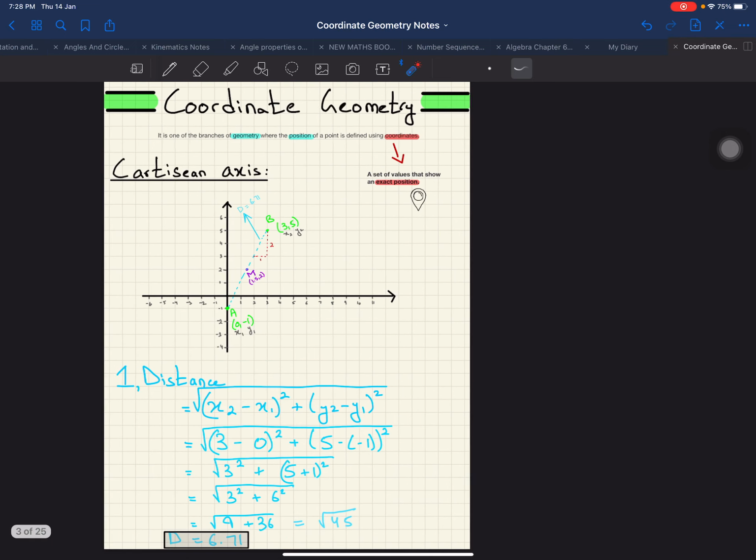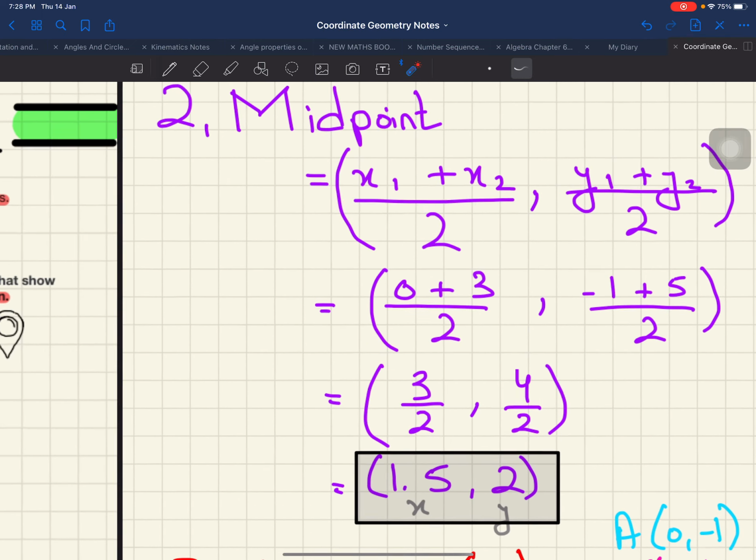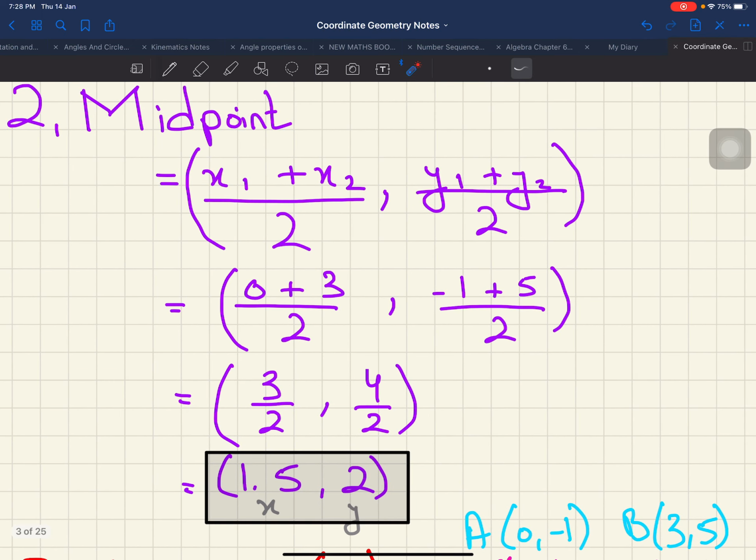Now after distance, we are moving towards the midpoint of these two coordinates. What is the meaning of the midpoint? Let's suppose you have a single line of 8 centimeters. If I need to find the midpoint, it lies over here: 4 centimeters from the start and 4 centimeters from the end. So this is the midpoint. To find it, we are just dividing 8 by 2, so we can easily identify the midpoint over here.